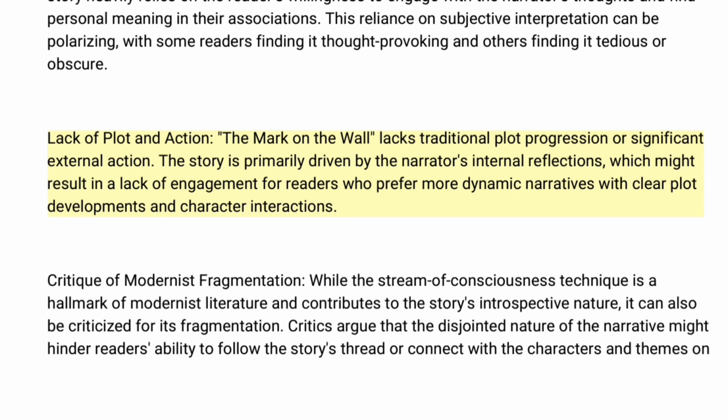The Mark on the Wall lacks traditional plot progression or significant external action. The story is primarily driven by the narrator's internal reflections, which might result in a lack of engagement for readers who prefer more dynamic narratives with clear plot developments and character interactions.